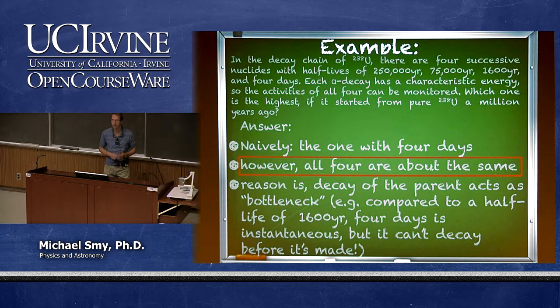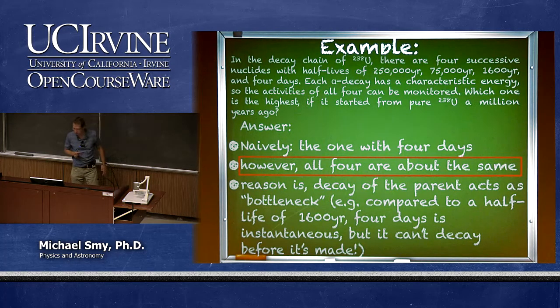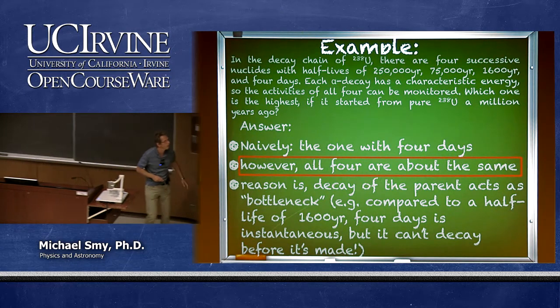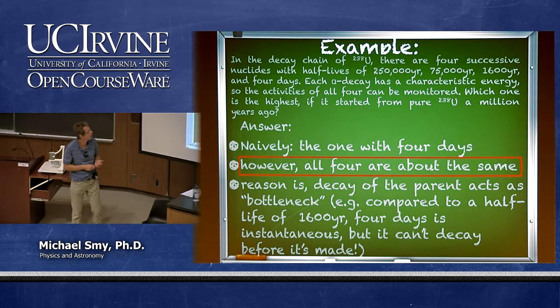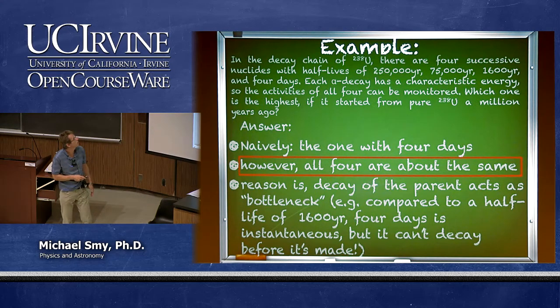Then naively one would expect that since the activity is proportional to the inverse half-life, the one with the 4 days has the highest activity. However, it turns out that all four activities are about the same. And by the way, one can distinguish the activity of each one by looking at the different energies of the alpha particles. And the reason is that the decay of the parent acts as a bottleneck.